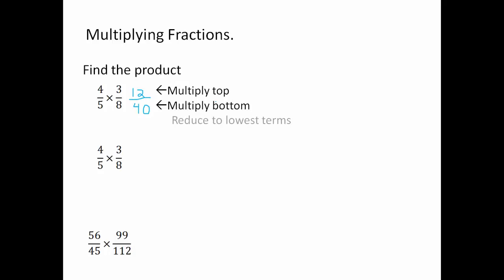My final step is to reduce my answer to lowest terms. Well, I'm going to take a look at the 12 and the 40 and see if they have any factors in common. And it turns out that I can divide both of them by 4. So I'm going to go ahead and divide by 4 on the top and divide by 4 on the bottom. That's the process of reducing to lowest terms. When I divide by 4 on the top and the bottom, I get my final answer of 3/10.